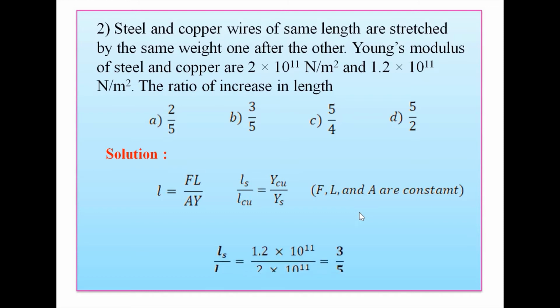So putting the values in this formula, we get L of steel divided by length of the copper is equal to 1.2 into 10 raised to 11 divided by 2 into 10 raised to 11. So simplifying this simple calculation, we get the final answer. It is 3 by 5. That means here option B is correct. Let's see next objective.